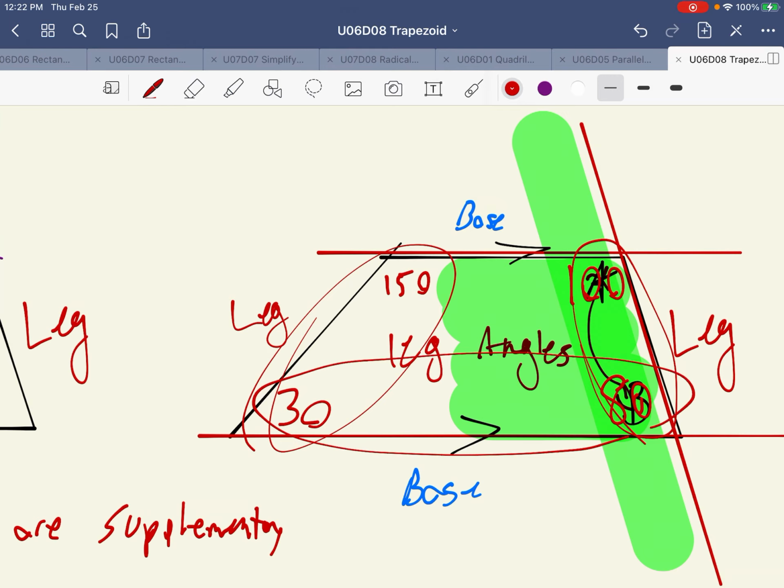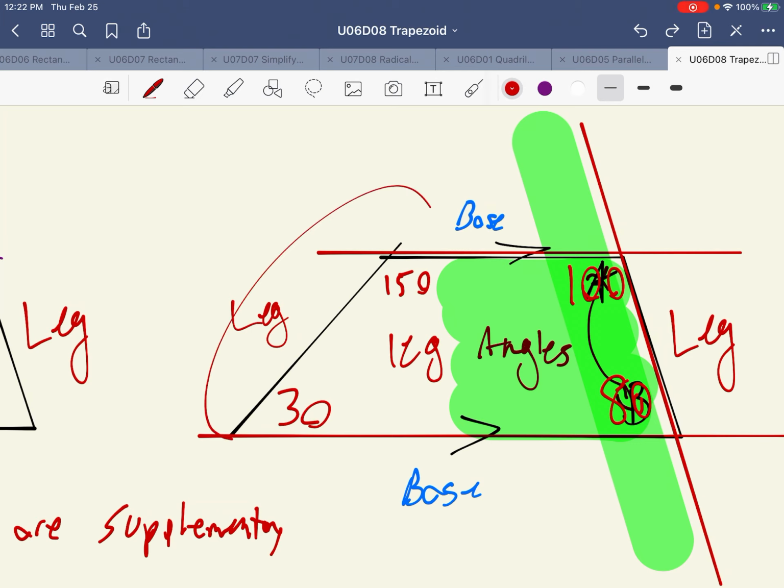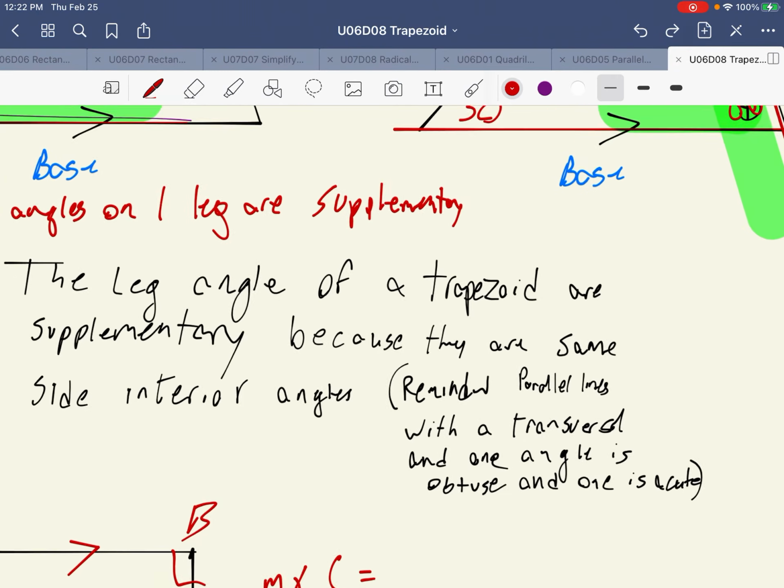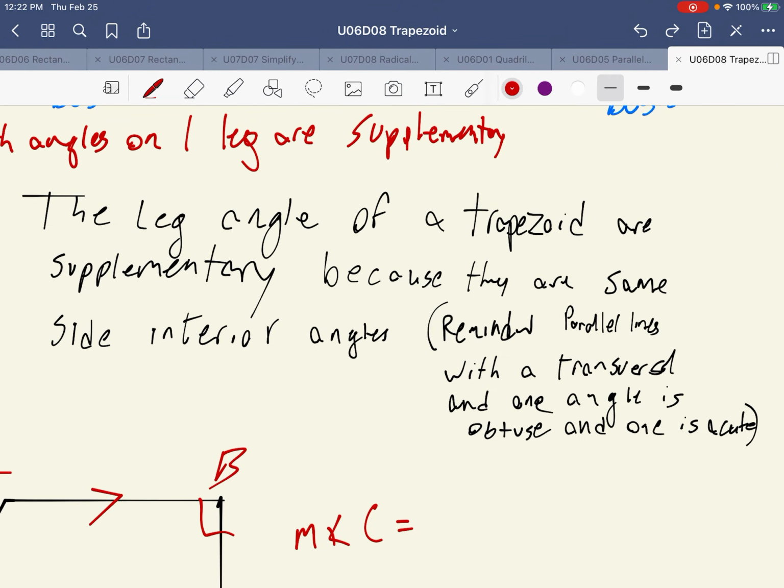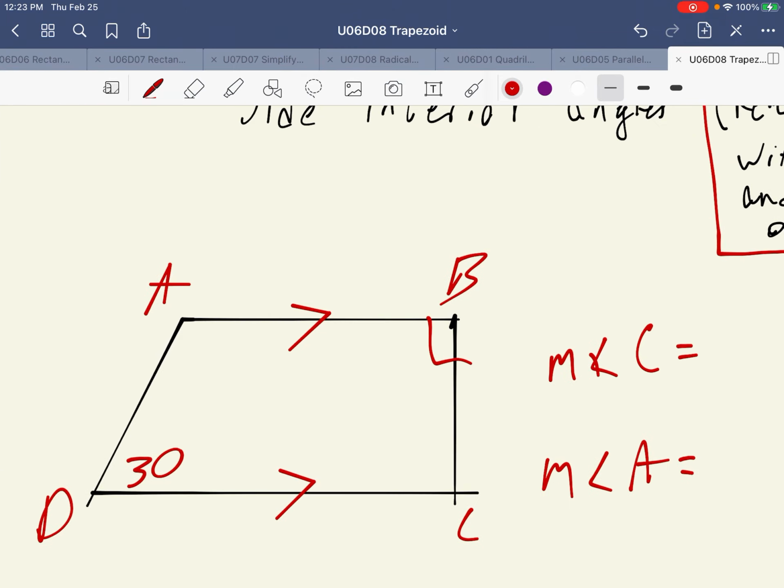There's also no particular relationship between the base angles in a trapezoid, unless it's an isosceles trapezoid, in which case there is a relationship, and we'll talk about that in a moment. But for now, what you need to know is that the leg angles, the angles on one leg, are supplementary. So, the leg angles of a trapezoid are supplementary because they are same side interior angles. Reminder, parallel lines cut by a transversal, one of them was acute and one of them was obtuse, so they're not going to be congruent.